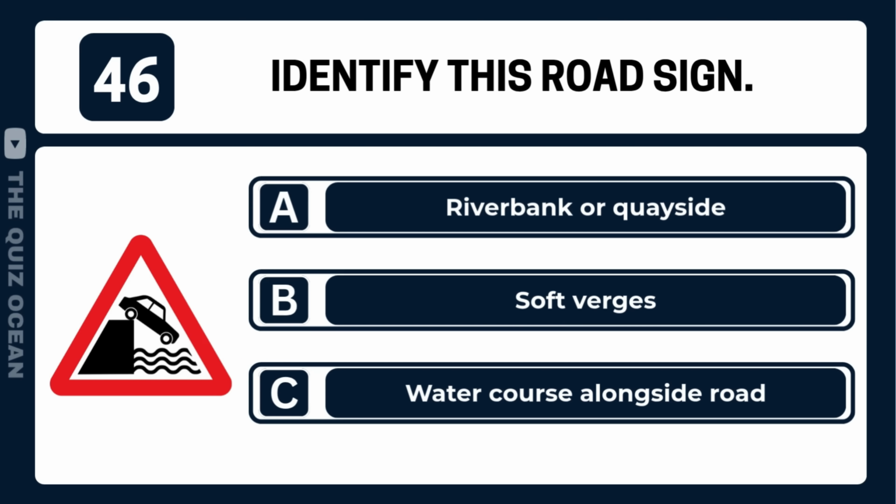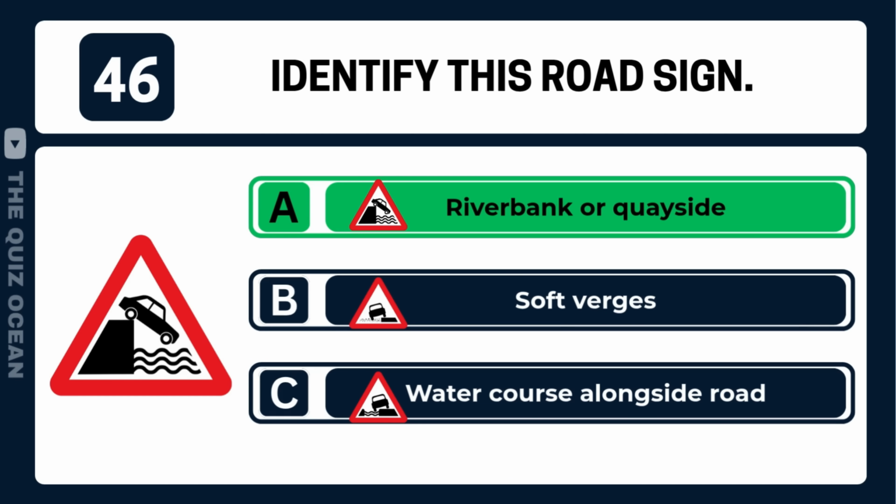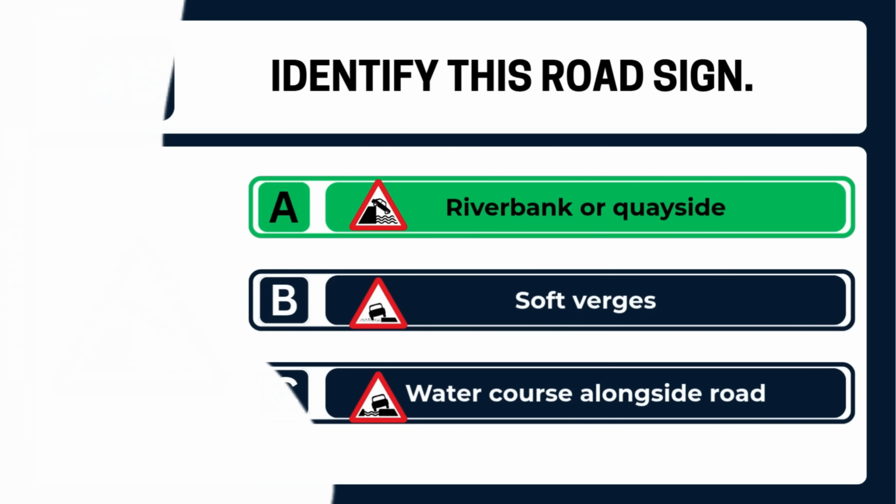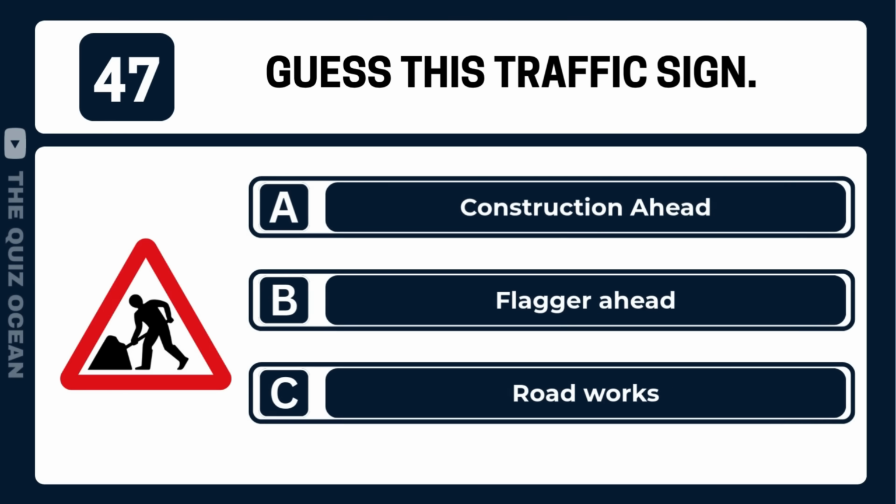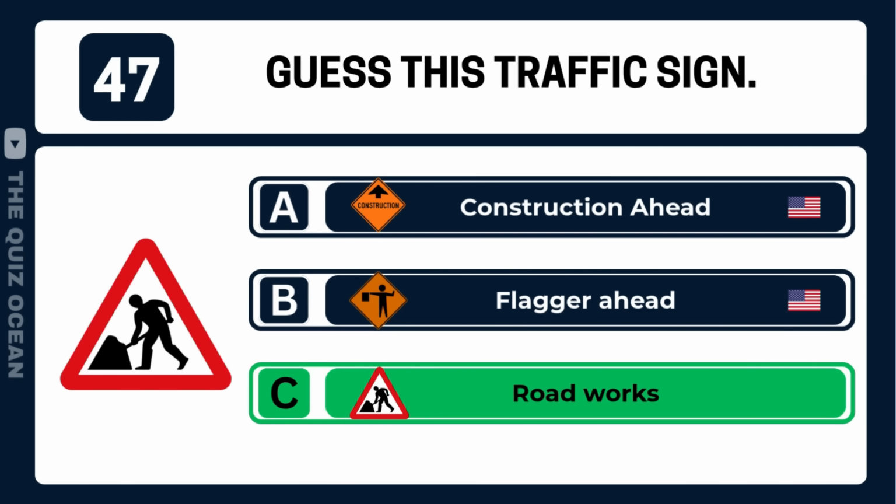Identify this road sign. Right. That is the riverbank or quayside sign. Guess this road sign. Perfect. That is the road work sign.